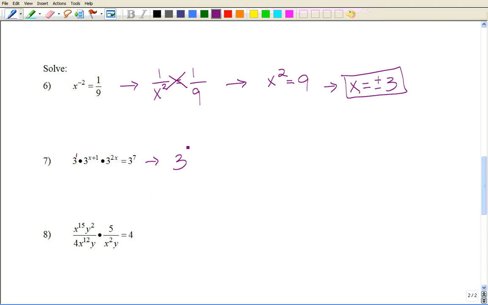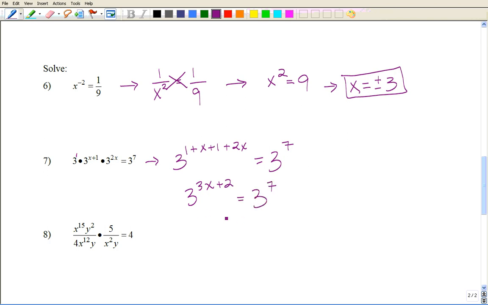It's understood. So we have 1 plus our next exponent, which is x plus 1, plus our next exponent, which is 2x. So we still have that as equal to 3 to the power of 7. So this left-hand side is 3 to the power of, so you have 2x plus x, that's 3x, and then we have plus 2 equals 3 to the power of 7.